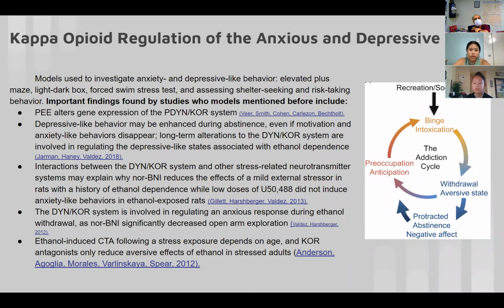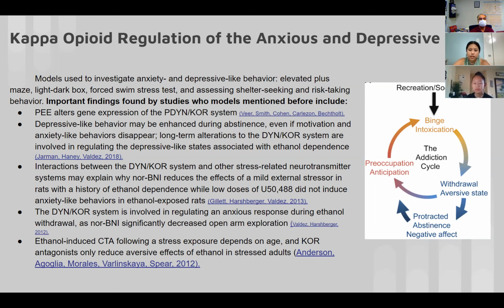Moving on to opioid regulation of the anxious and depressive states, various models are available to investigate anxiety and depressive-like behavior of the DYN-KOR system in relation to alcohol. Many studies have been conducted in order to observe how alcohol consumption induces or relates to feelings of anxiety or depression. Some models used in these studies include the elevated plus maze, the light-dark box, the forced swim stress test, and assessing shelter-seeking and risk-taking behavior, which are all useful in assessing anxious and depressive behavior.